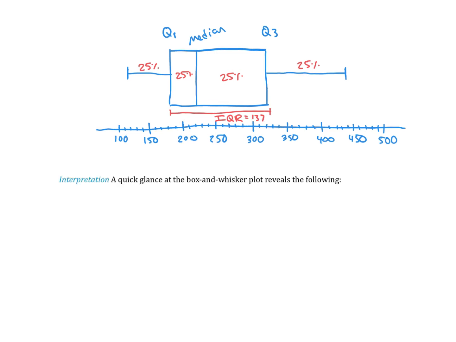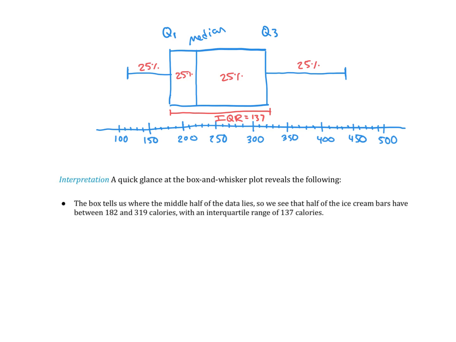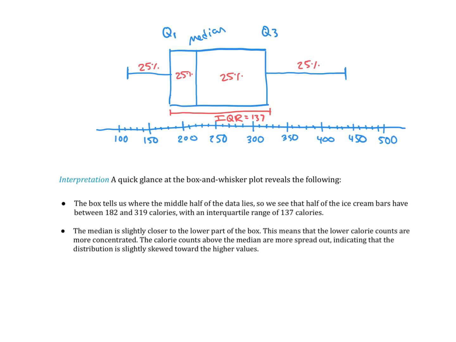Let's talk about interpreting this a little more. A quick glance at the box and whisker plot reveals the following. The box tells us where the middle half of the data lies. So we see that half of the ice cream bars have between 182 and 319 calories with an interquartile range of 137 calories. The median is slightly closer to the lower part of the box.